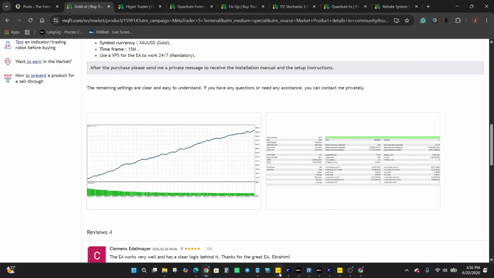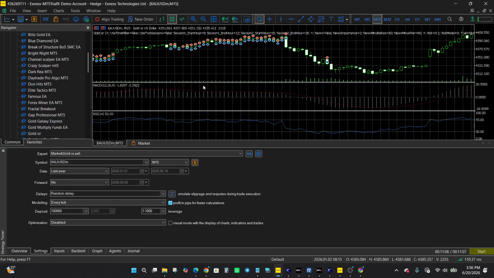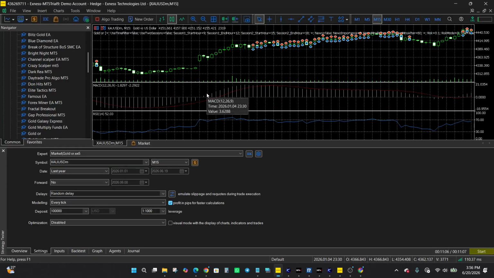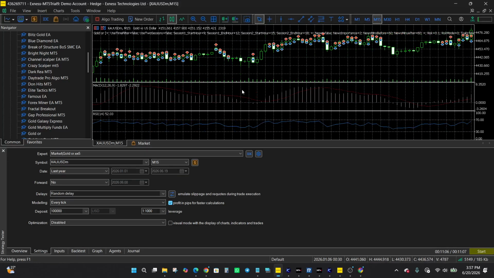Let's head over to our strategy tester. Let's see how the Gold Or EA performed on XAUUSD on the M15 time frame as recommended. I'm using the random delays and then every tick modeling. Of course, looking at the chart history, the trade activity appears consistent with the logic described by the developer. Entries are based on the alignment of the custom indicator, RSI conditions and MACD confirmation. Reviewing historical chart activity can help us understand how these combined conditions influenced trade timing and market participation during the tested period.